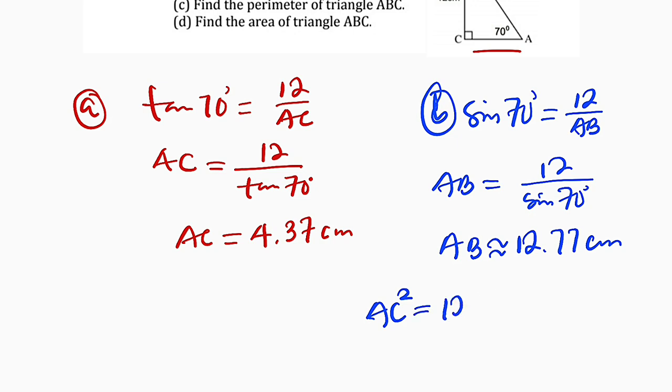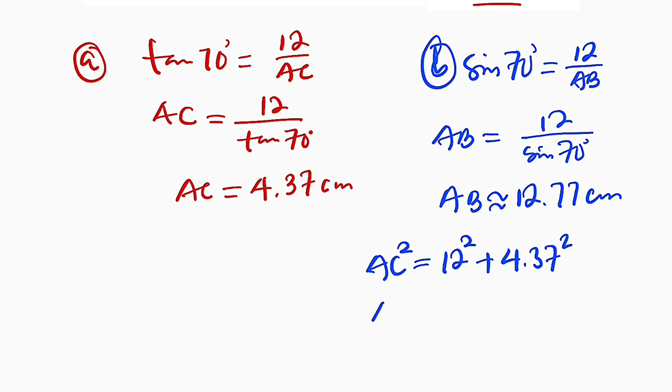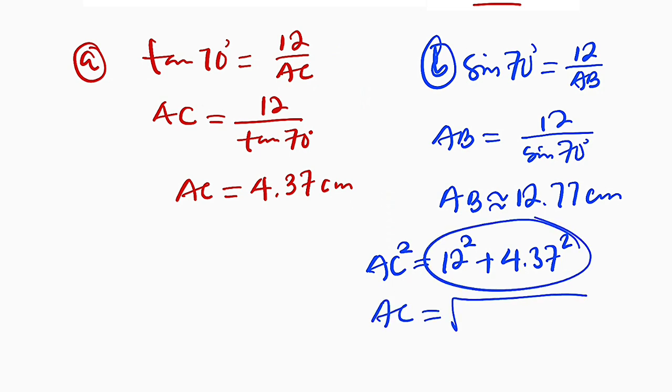But if you like, as I told you, you can say that the hypotenuse squared, which is AB squared, is equal to the opposite squared, which is 12 squared, plus the adjacent side, which we obtained earlier, which is 4.37, also squared. Then AB will be equal to the square root of the whole of this. Once you simplify that, you have the value of AB.